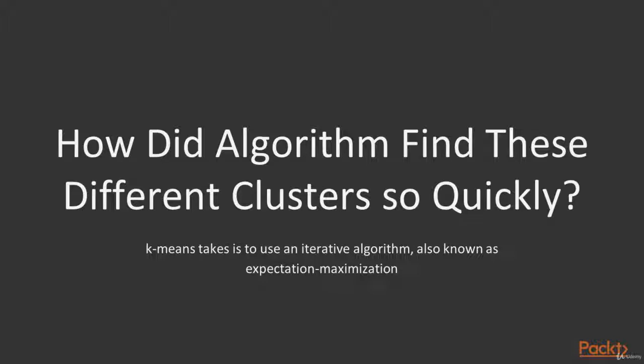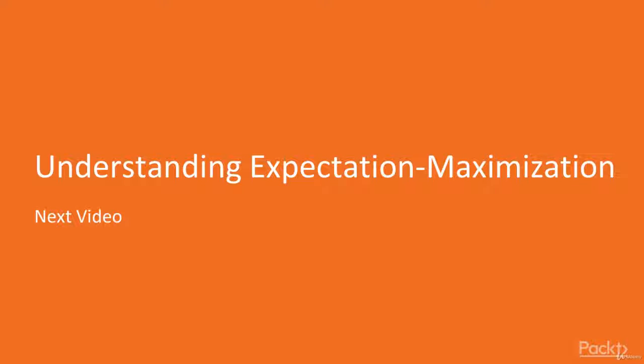But how did the algorithm find these different clusters so quickly? Fortunately, an exhaustive search is not necessary. Instead, the typical approach that k-means takes is to use an iterative algorithm, known as expectation maximization, which we'll see in the next video.